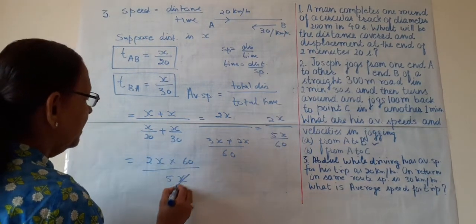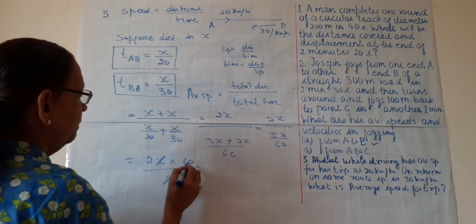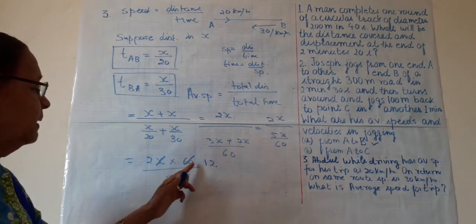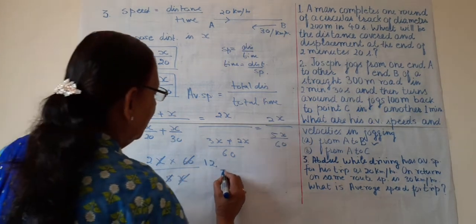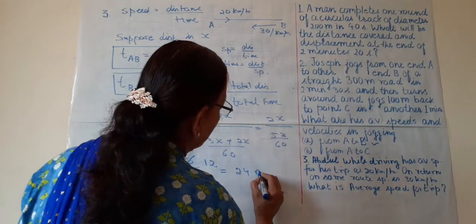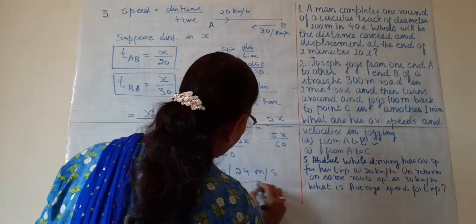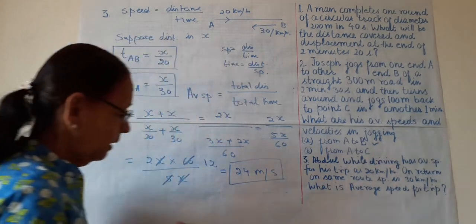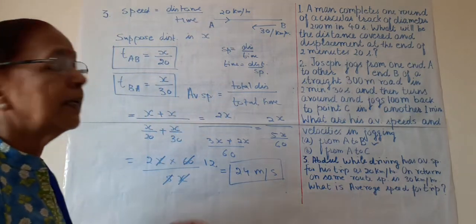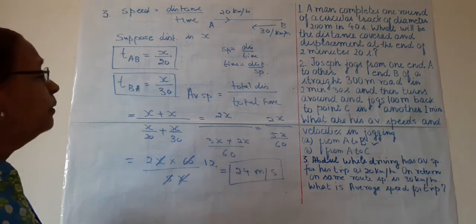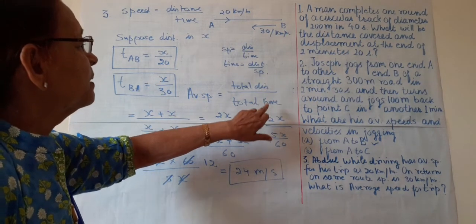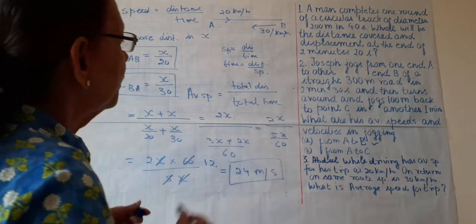Yes. So x will be cut by x. 60 divided by 5 is 12, and 12 into 2 is 24. So 24 meters per second will be the average speed in this case. Is it clear to all of you or not? Simple. We know the formula: total distance upon total time.